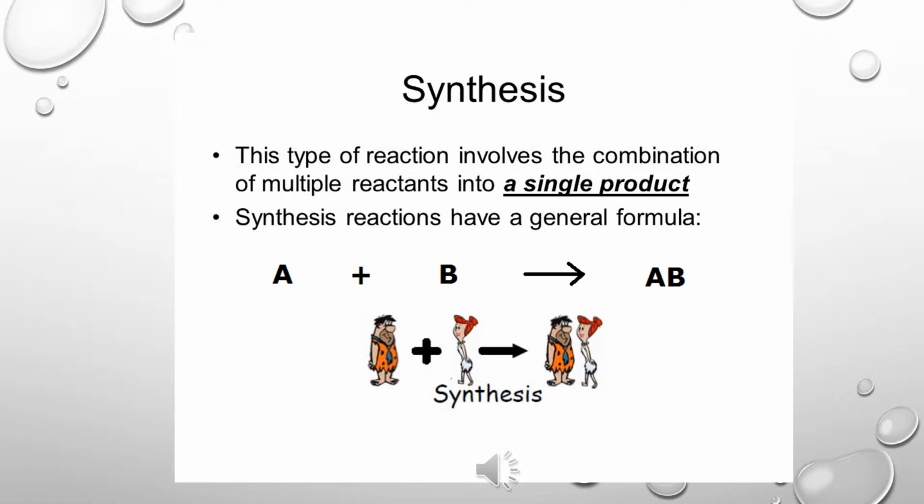Our story starts below with a young guy named Fred. He has his eye on Wilma, and somehow he convinces her to go on a date. They ended up becoming a couple, forming our synthesis reaction.